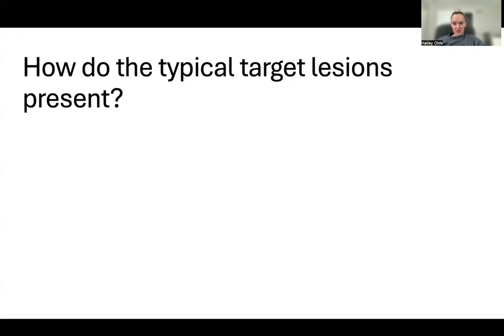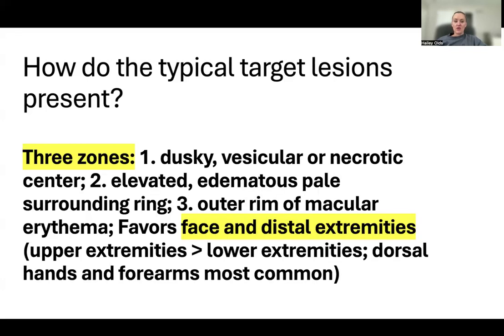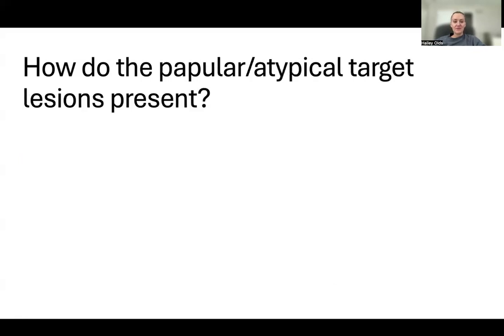And how do these typical target lesions present? So you have three zones. You have a dusky center, and then you have a pale edematous ring around it, and then you have an outer ring that's flat and red, and it's most commonly on the face and distal extremities. So dorsal hands and forearms are a very common location for it.